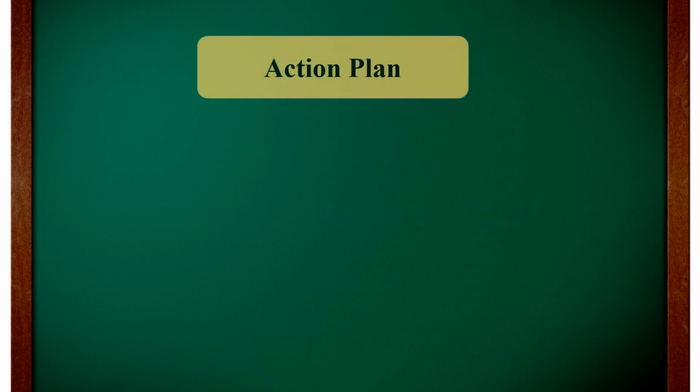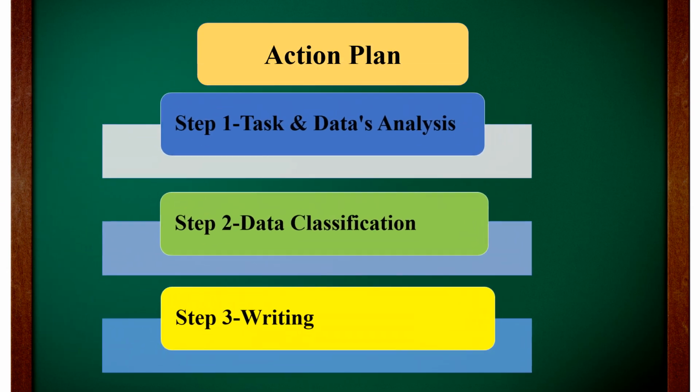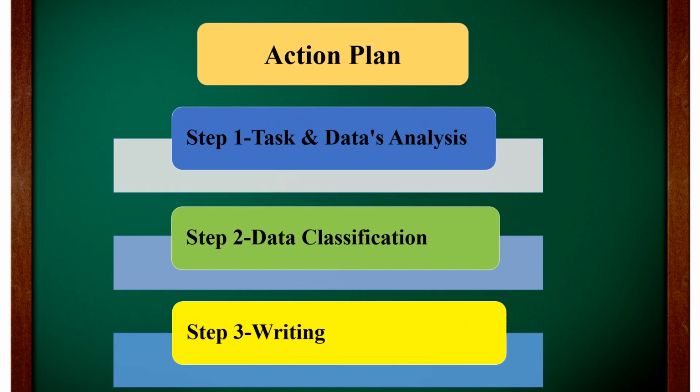To begin with, let's have a quick look at an action plan. Here, there are 3 steps. Step 1, task and data analysis. Step 2, data classification. Step 3, writing. All of these steps I'm gonna detail one by one later. So now let's move on.